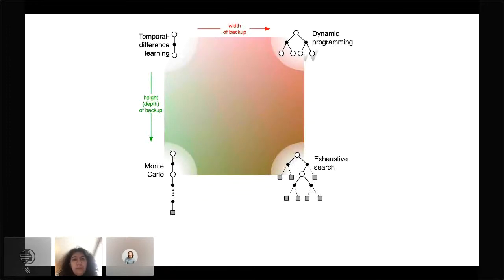This is a picture of the space of algorithms that we've talked about so far. We can consider Monte Carlo, which is this depth-first, one-trajectory view. We can consider dynamic programming, which does very wide, very shallow backups in terms of computing values. And temporal difference learning, which is the intersection of this, does a narrow and short backup, but over time converges in the limit to the correct value function, assuming a tabular environment. And of course, there's another corner we didn't really talk about, which is exhaustive search, going full depth and full breadth, but that is much too inefficient, and therefore we can't really consider it in any sizable environment.